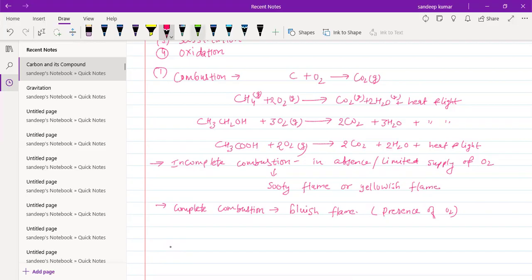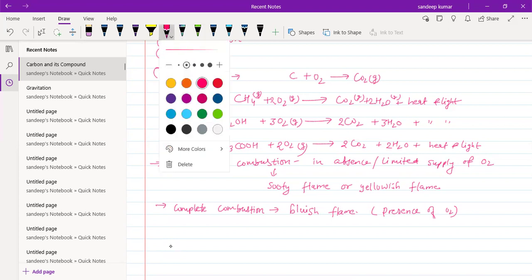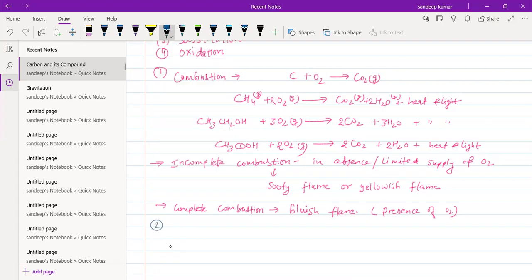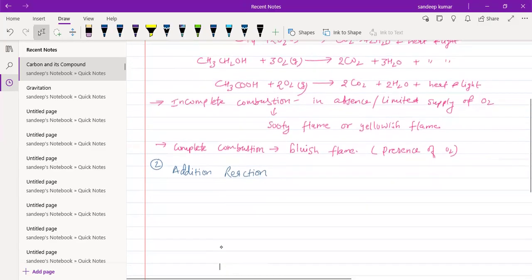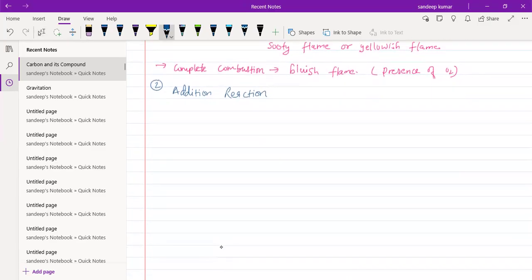Next is addition reaction. The next type of reaction is addition reaction. Let's see addition reaction. Generally addition reactions are performed by unsaturated hydrocarbons. This takes place in alkenes and alkynes, wherever a double bond or triple bond is there.